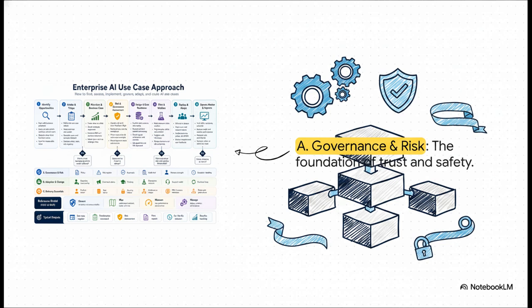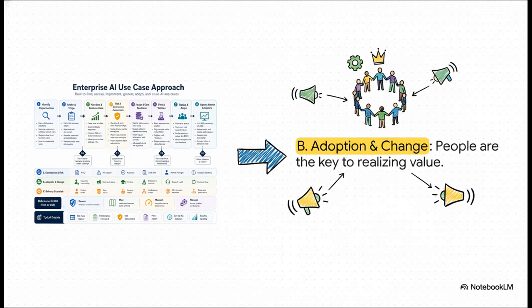Without this constant oversight, you could build something that's non-compliant, unsafe, or that nobody trusts, which would make the entire project worthless. The second key, adoption and change, is honestly the one most companies get wrong. I mean, you can build the most brilliant AI tool on the planet, but if people don't use it, it delivers zero value. This whole track is about the human element, getting executives on board, communicating clearly, training people properly, and actually listening to their feedback. This is what ensures the solution doesn't just exist, it thrives.